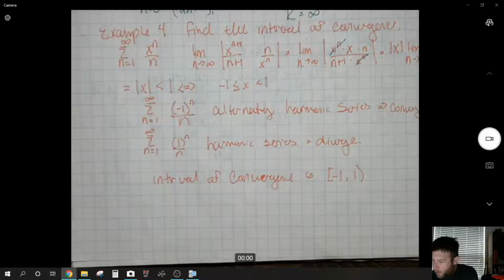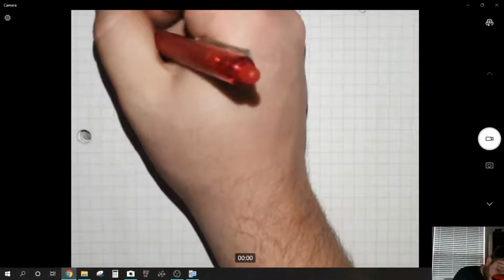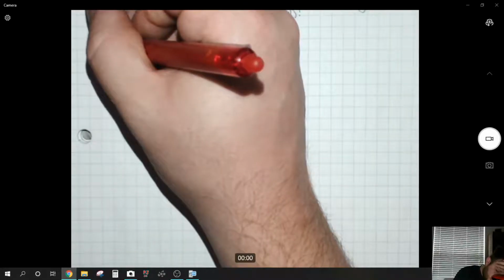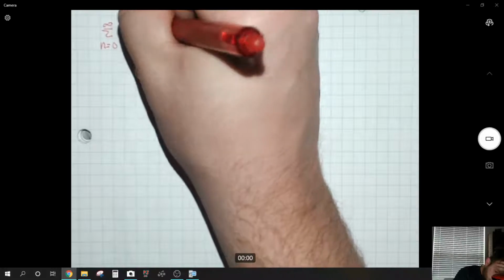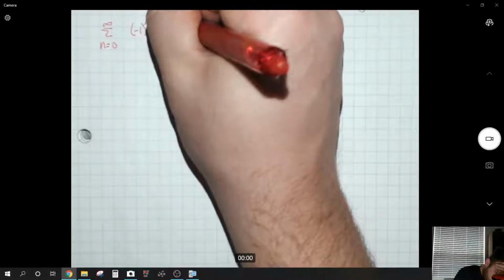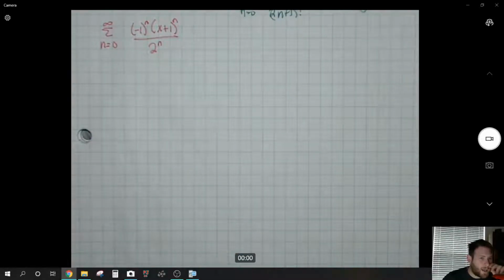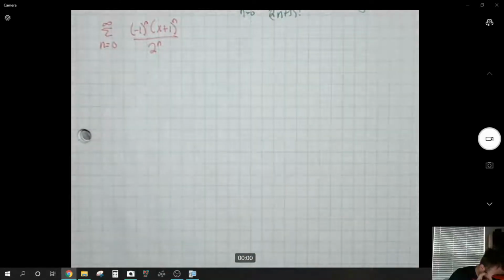Okay, so now let's go ahead and do another example of that. Alright, so negative 1 to the power of n, x plus 1 to the nth power, all divided by 2n to the power of n. Alright, so I'm going to go ahead and jump once again, centered at negative 1. So I know that the middle of my interval will be negative 1.